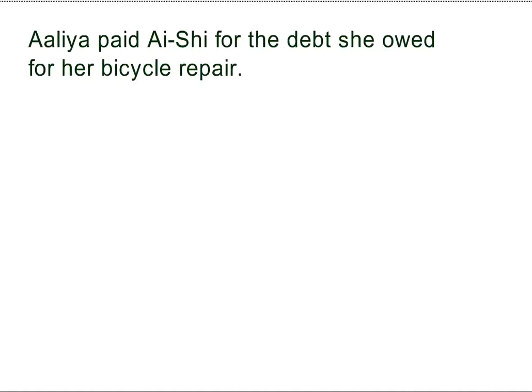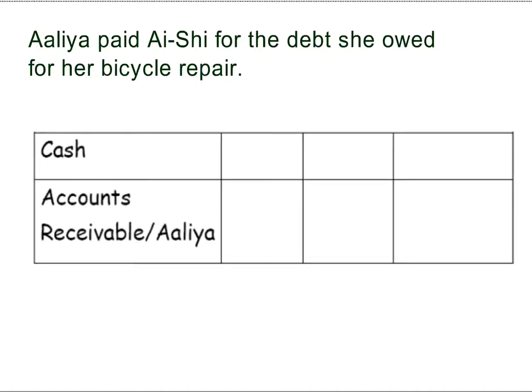Consider the transaction where Ayla pays Ashi for the debt that she owed for her bicycle repair. The two accounts affected are cash and accounts receivable. Notice that this is not revenue. The revenue has already been recorded when the service was provided.